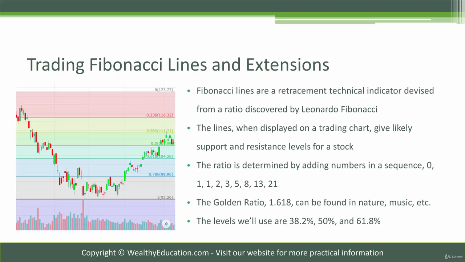We need to look at two questions. Where in a pullback do you enter the stock? And is the pullback a pullback or is it a reversal of the trend? Fibonacci lines help us answer those questions. Fibonacci lines are a retracement technical indicator devised from a ratio discovered by Leonardo Fibonacci, an Italian mathematician. The lines, when displayed on a chart, give likely support and resistance levels for a stock.